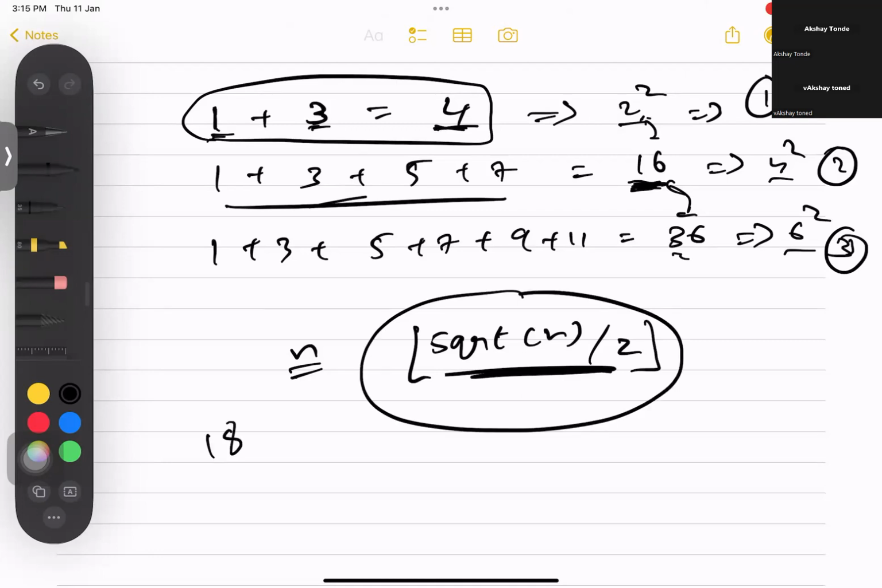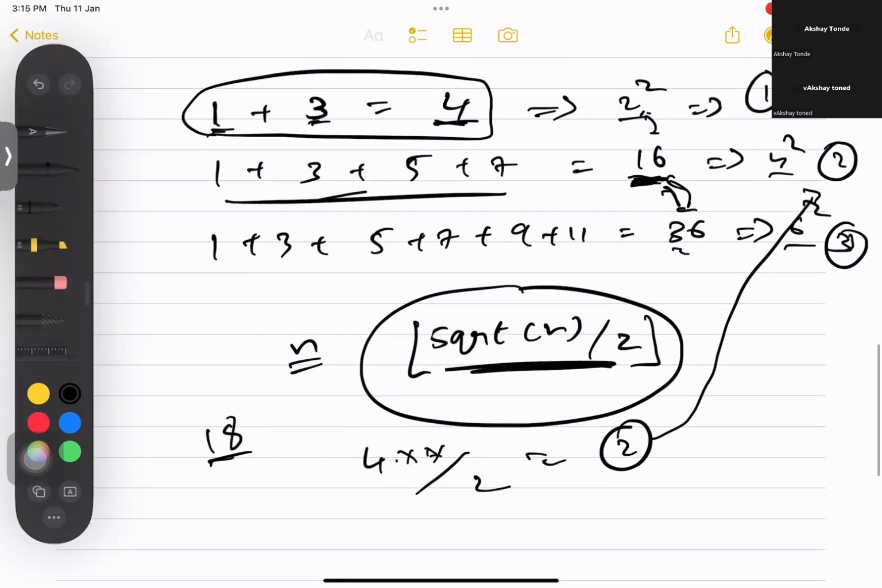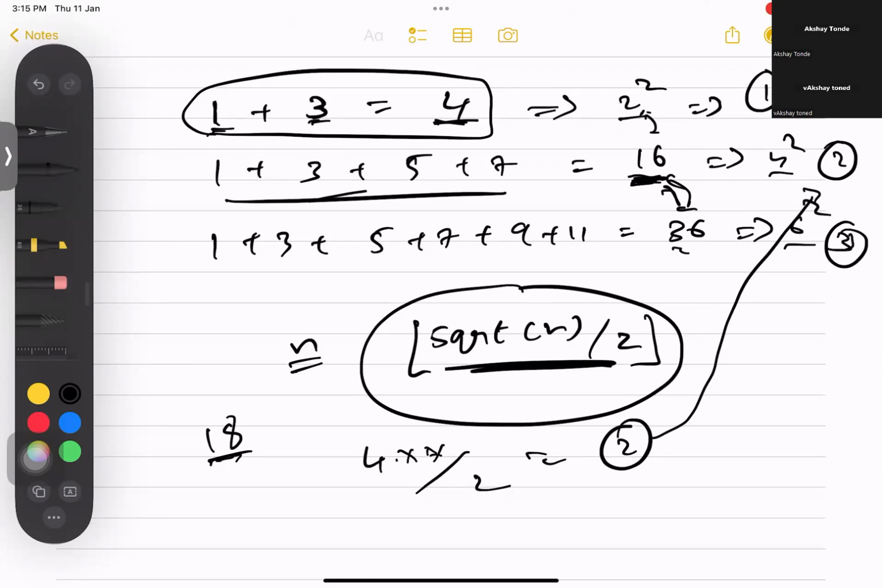So if we have 18, let's say, square root of 18 will be what? Somewhere between 4 point something, right? And when we do by 2, it will give us 2, right? And if you observe, 18 is between 16 and 36, right? So 2 will basically apply to all the numbers from 16 to 36. And so we can confirm this formula, right?